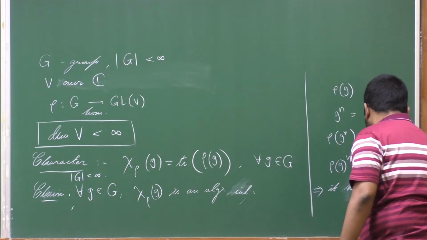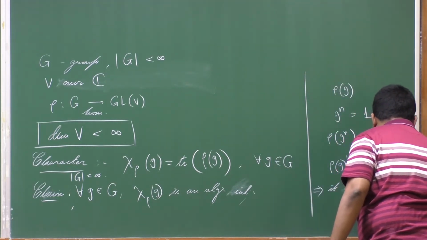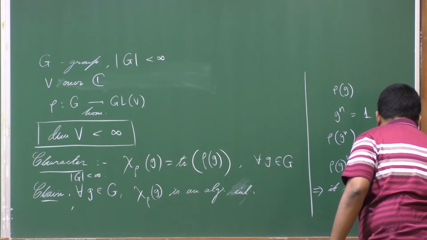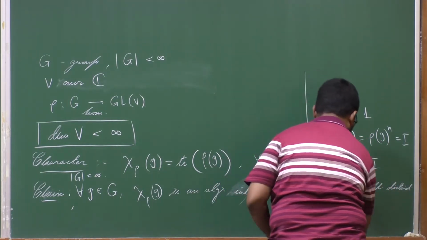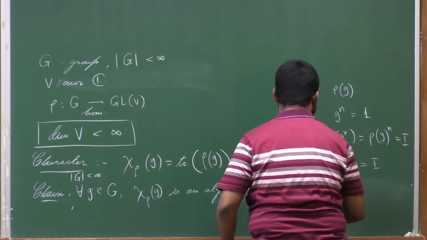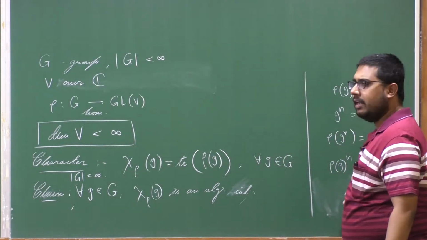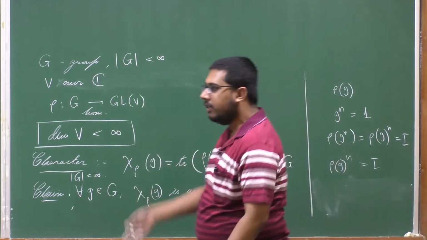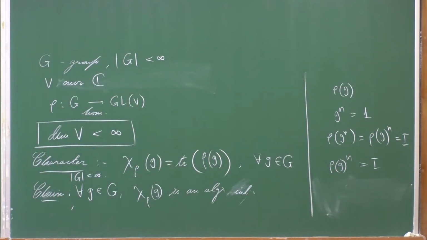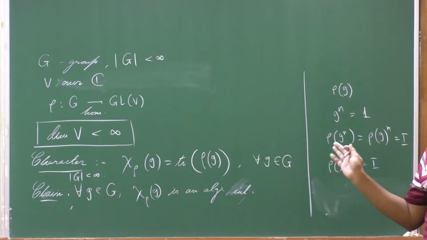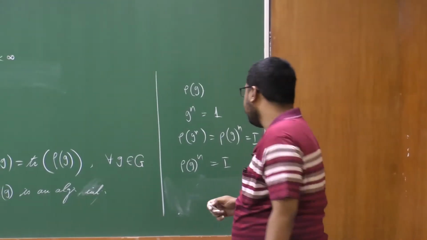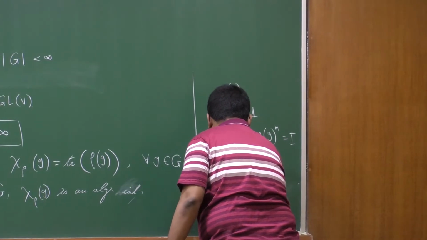So it has x to the power n minus 1, so it has all distinct eigenvalues. Maybe I should say the following. The minimal polynomial of rho g will be a divisor of x to the power n minus 1, and x to the power n minus 1 has all distinct roots. Therefore the minimal polynomial of rho g will have all distinct roots. Hence rho g is going to be diagonalizable.